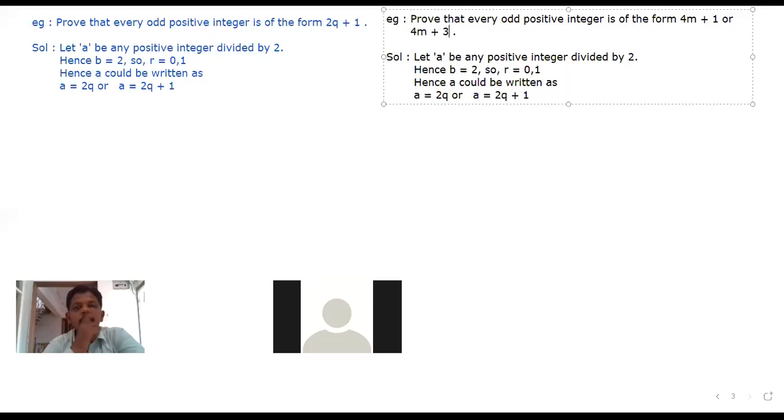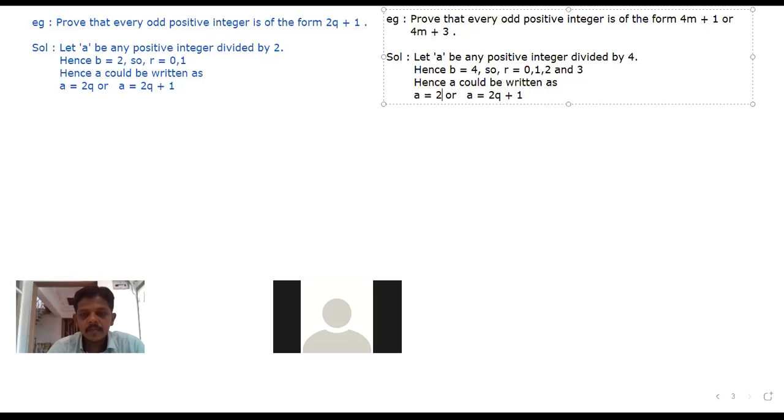Now, if we want to prove the odd positive integer is in the form 4m plus 1, when will you get the form 4m plus 1? When you divide by 4. So let a be any integer. It can be either odd or even. Any integer divided by 4: what will be the possible values of the remainder? r would be 0, 1, 2, and 3.